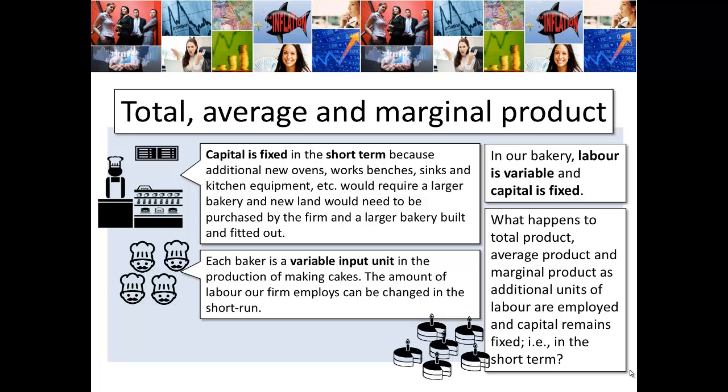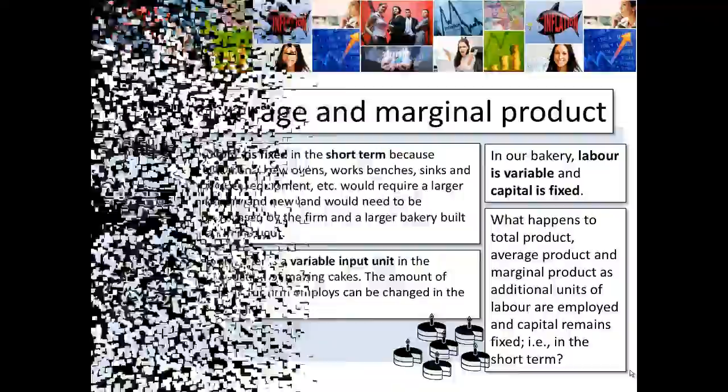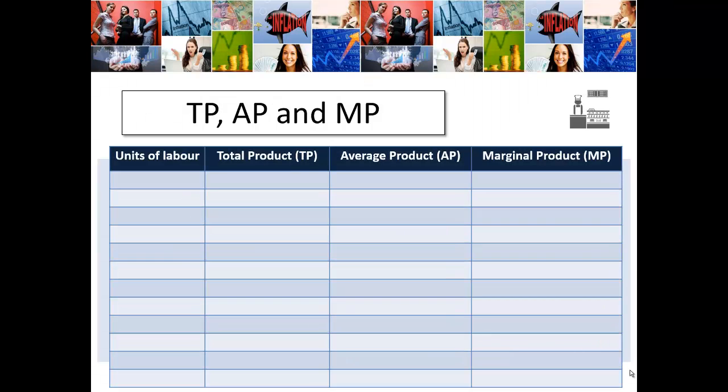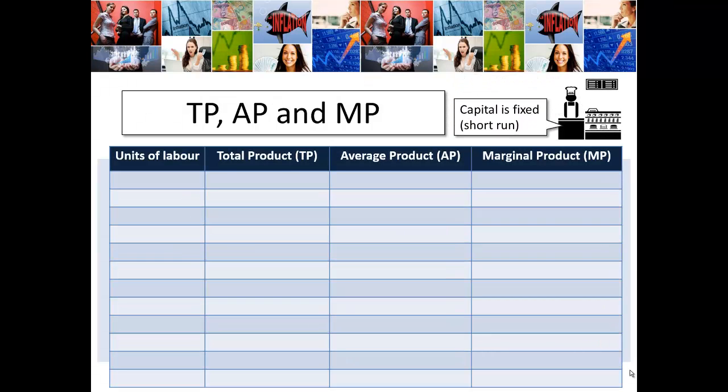And the question we want to ask ourselves is, what happens to total product, average product and marginal product as more and more units of labour are employed whilst keeping the capital fixed? So we're talking in the short term here. How does the output of cakes change as more and more bakers are added to the mix? Right, remembering capital is fixed, so in the short run we can't change the capital. All we can do is add more and more units of labour.